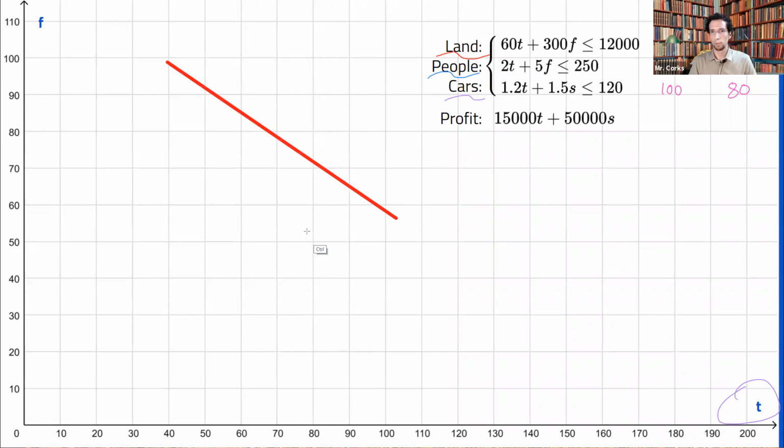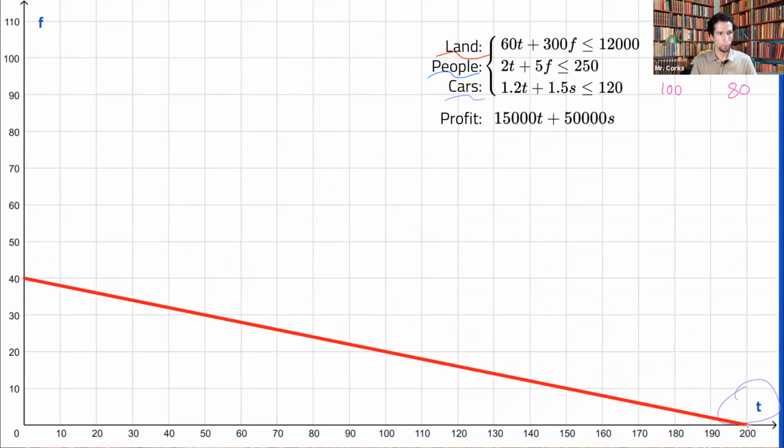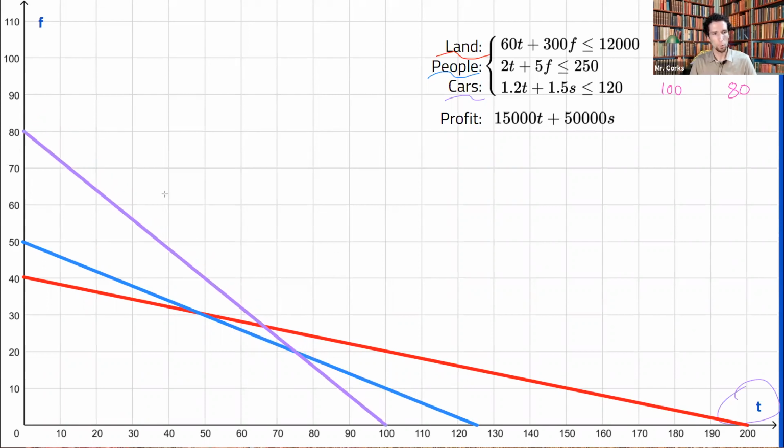Grabbing tools. All right, so T 200 and F of 40. 125, 50, and 180. Okay, so we have these three here, it looks like. So I'm thinking that I maybe messed up colors.